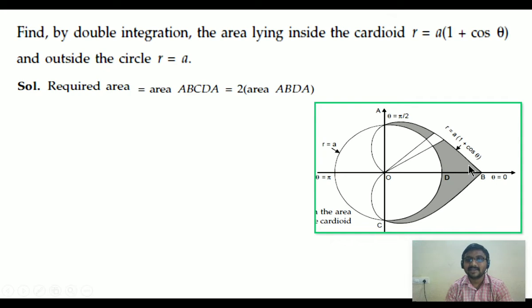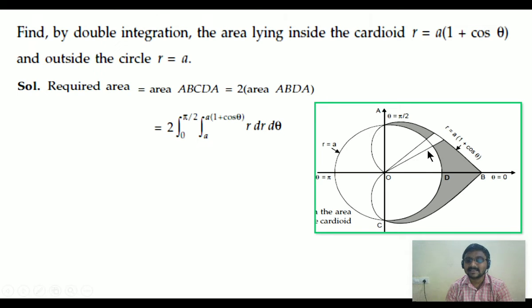Here we are finding only the upper half of the cardioid area, which is then multiplied by 2, because the whole region is symmetrical about the initial line, that is, the theta equal to 0 line. Since the region is symmetrical about the initial line, we can compute only the area of ABDA, which is multiplied by 2.